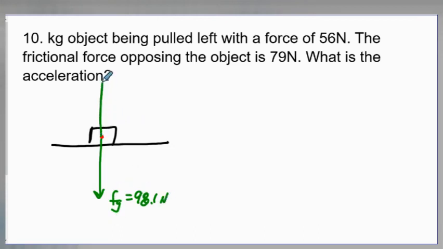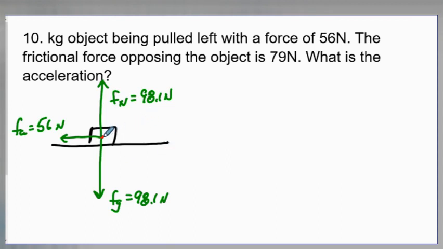Unless I'm told there's some other problem, I'm going to make sure that I have my normal force opposite to gravity, 98.1 newtons. It doesn't move up or down. Thirdly, I have a force pulling it to the left. It's an applied force because we're pulling something, and it is smaller than 98. It's only 56, so I want to make sure I drew it proportionally smaller.